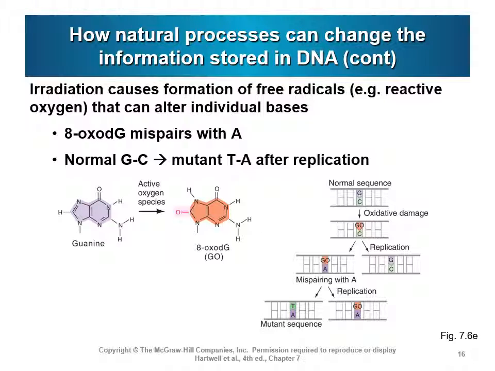Note that ideally we have a GC complementary pair, right? G is pairing with C. However, in this case, we have A complementing with GO, which will cause an AT mutation. And that's something that we don't want during our replication process.